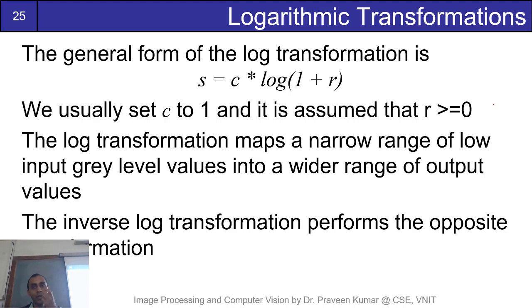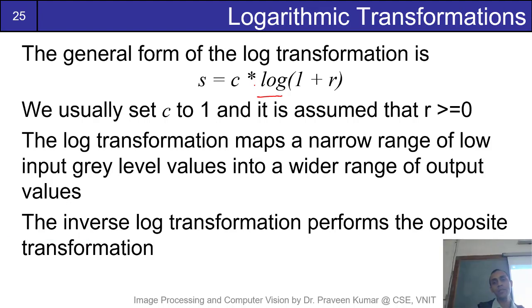Another transformation function which is also used sometimes is the logarithmic transformation. This is especially used when the distribution is quite lopsided. I'll talk about that later. What this log transformation is going to do is map a narrow range of low input gray values to a wider range of output values.